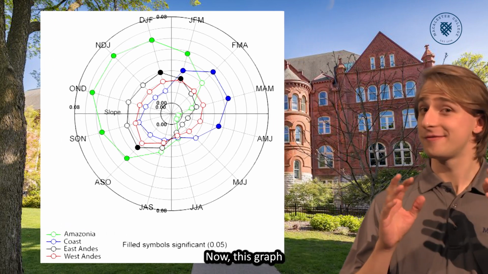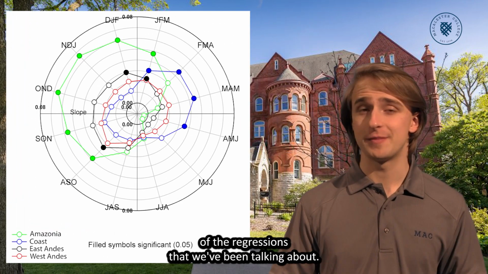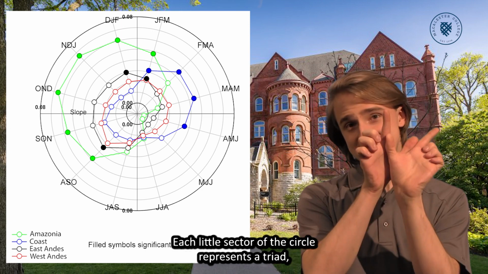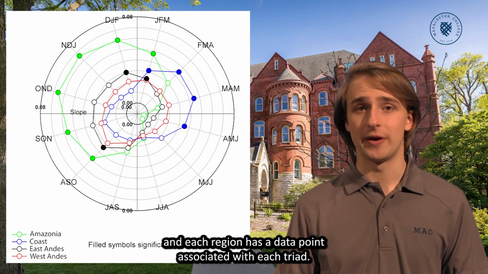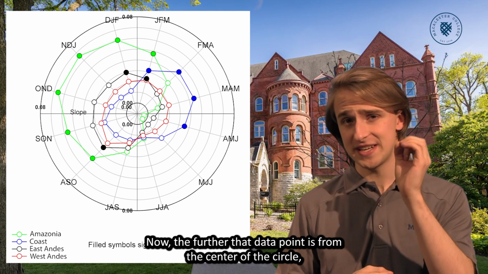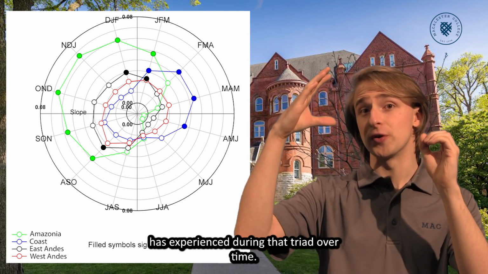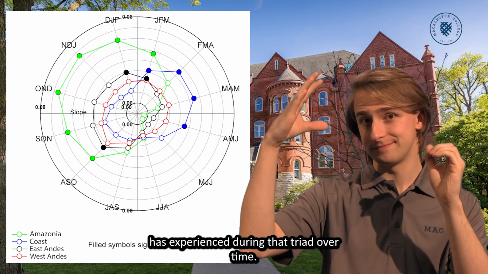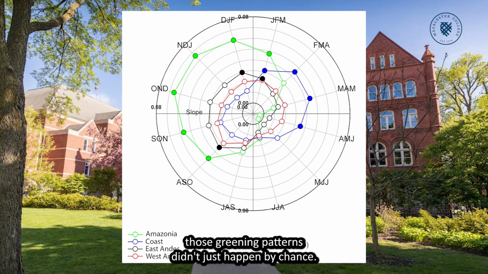Now, this graph might look daunting, but it's just a visual representation of the regressions that we've been talking about. Each little sector of the circle represents a triad, and each region has a data point associated with each triad. The further that data point is from the center of the circle, the more greening that region has experienced during that triad over time. Filled-in circles are statistically significant, meaning we're quite confident those greening patterns didn't just happen by chance.